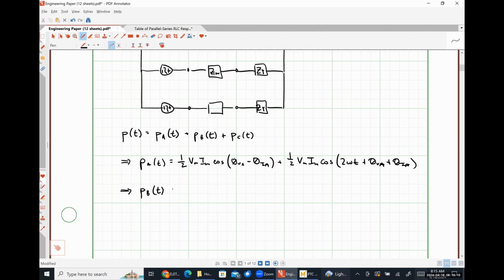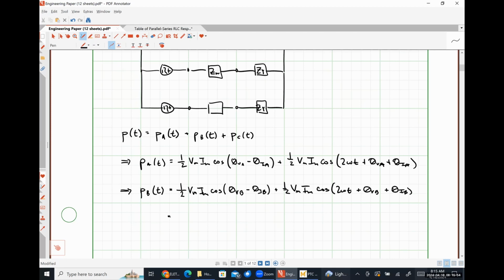The instantaneous power absorbed by load B, or the B phase, is going to be 1/2 VM IM cosine(theta VB minus theta IB) plus 1/2 VM IM cosine(twice omega t plus theta VB plus theta IB). And I want to look at this one a little bit really quickly, okay?